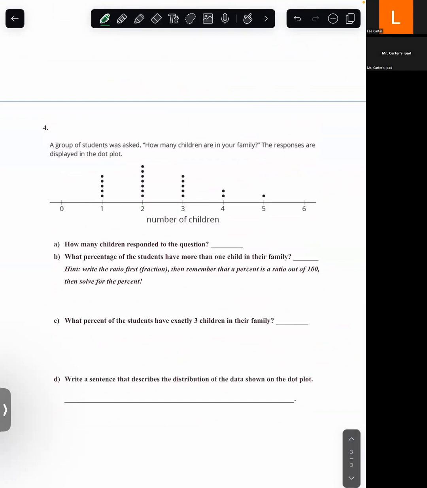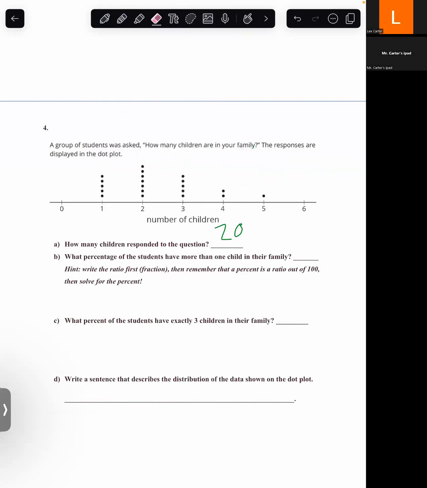Okay. Number 4, a group of students was asked how many children are in your family. The responses are displayed in this dot plot. How many children responded to the question? So we got 1, 2, 3, 4, 5. That's 5. 1, 2, 3, 4, 5, 6, 7. 5 and 7 is 12. 3, 4, 5. I'm just counting each one of them. Then 5 plus 2 is 7, plus 1 is 8. 12 plus 8 is 20. Again, you're just counting up each of the responses.